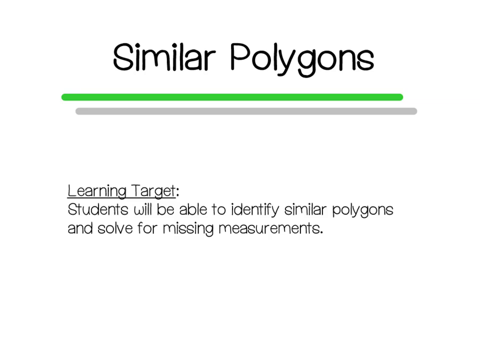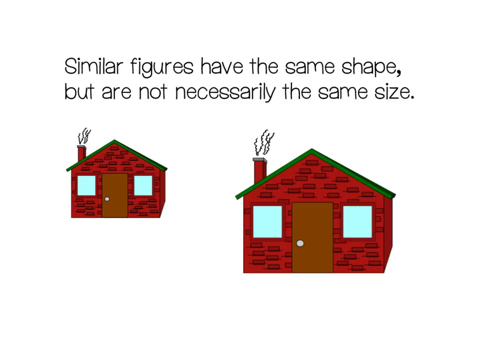In this video, we're going to learn about similar polygons. Figures that are similar have the same shape but are not necessarily the same size. So if you look at our two houses, they're the same, but one is bigger than the other. So this is just like the drawings we started yesterday.